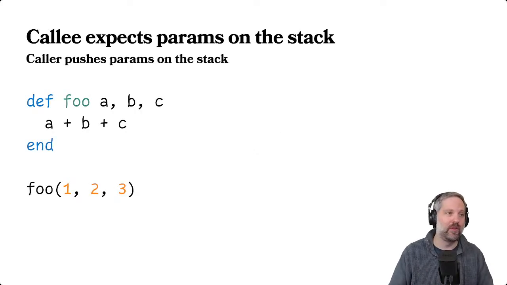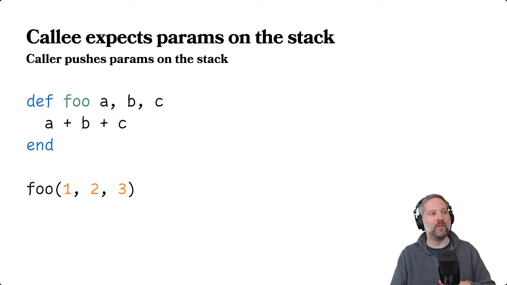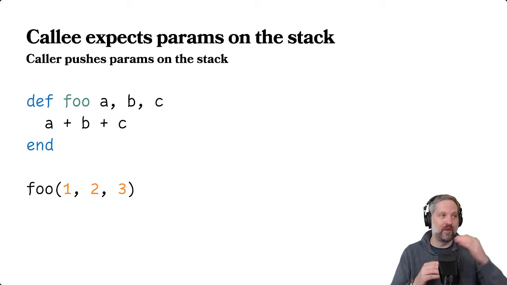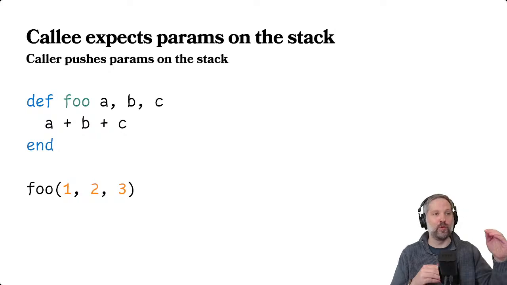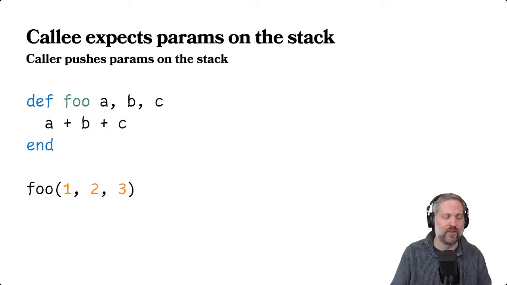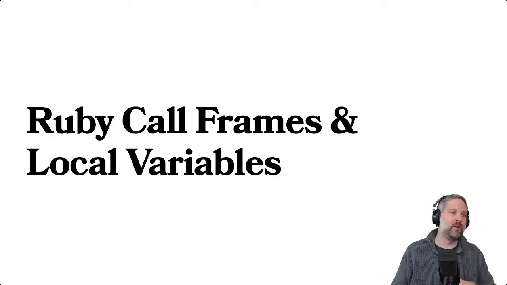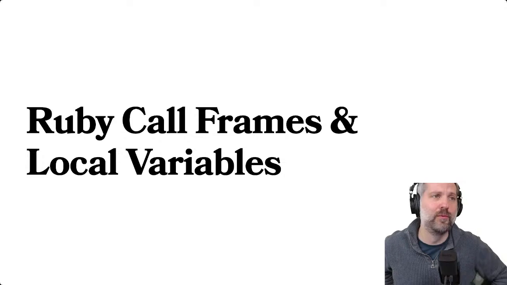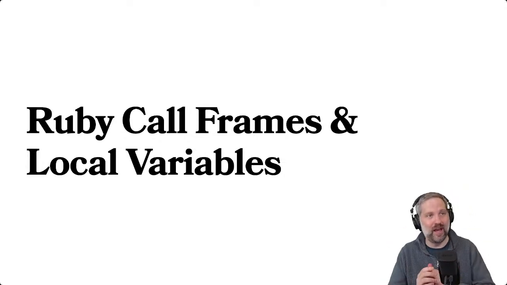So for example, if we have this Ruby code here, the caller of foo, down at the very bottom, is just going to push 1, 2, and 3 onto the stack, and then call the method foo. And then the callee foo expects that the values for A, B, and C will be on the stack, and it corresponds those with 1, 2, and 3. So we're going to take a look at this in a little bit more detail. We're going to look at Ruby call frames, and see how they work together.